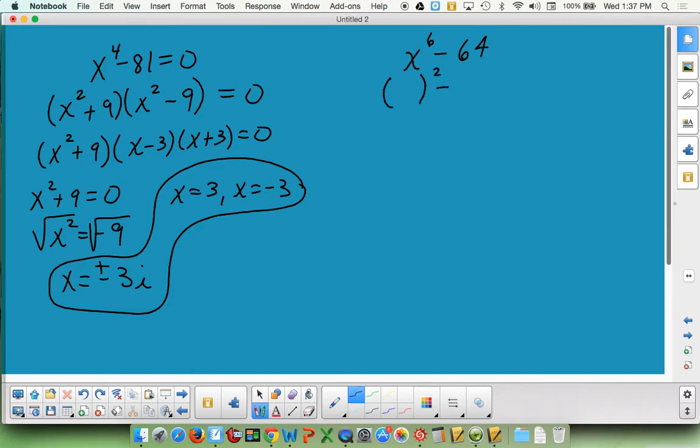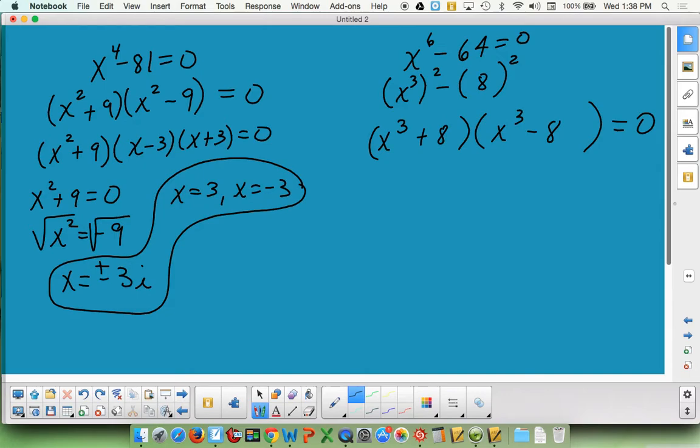So ask yourself, what am I squaring on each of those? To get 64, of course, I'm doing 8. But to get x to the 6th, I have to be doing x cubed squared. So therefore, since I'm doing it as perfect squares here, I'm doing conjugates. And so I'm going to have x cubed plus 8 and x cubed minus 8. Now, here's the wrinkle. And by the way, sorry, that was supposed to say equals 0.